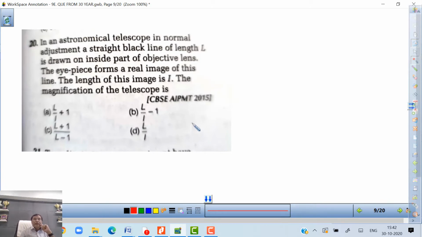In an astronomical telescope, in normal adjustment, a straight black line of length L is drawn on the inside part of the objective lens. The eyepiece forms a real image of this line. The length of this image is l. The magnification of the telescope is? So the calculation is for the magnification of the telescope. We know the magnification of the telescope M is equal to f upon fe.